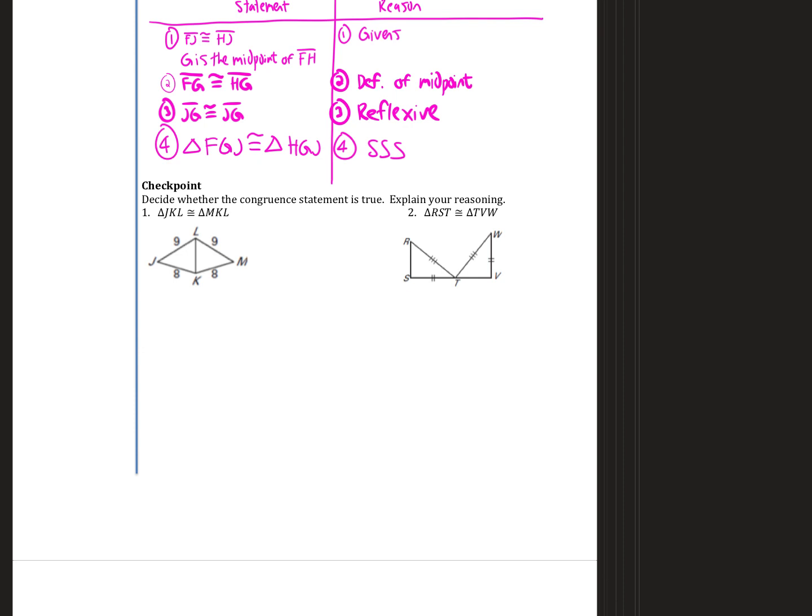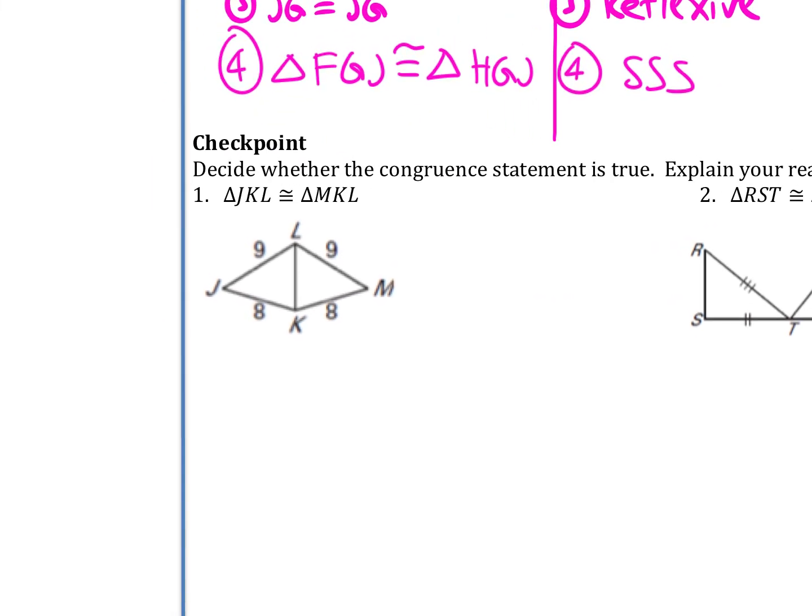Okay, it says decide whether the congruent statement is true. Explain your reasoning. So why don't you guys pause the video, see how you do on this. All right, so let's see here. Let's look at checkpoint 1. It says JKL is congruent to MKL. Well, the order is correct. It goes this way and this way, which makes sense because they're kind of mirrored. Do we have three sides that are congruent?